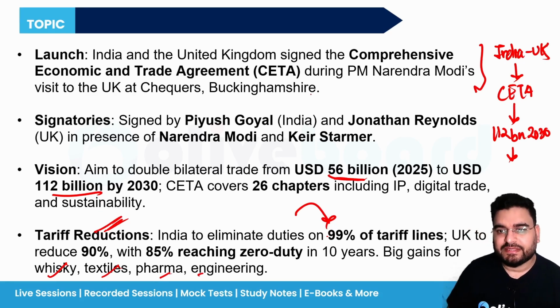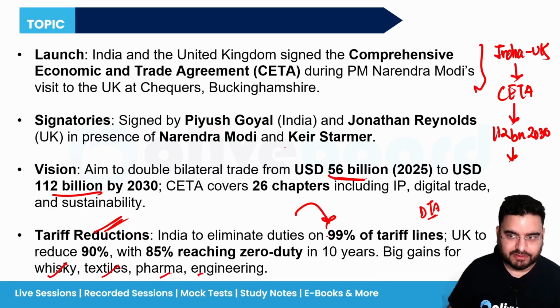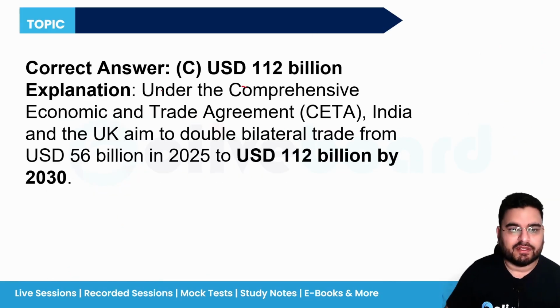Got it? So please remember a few things. Also, one part of this agreement is to avoid double taxation. So whoever is working in UK, they don't have to pay double taxes. So just remember $112 billion.